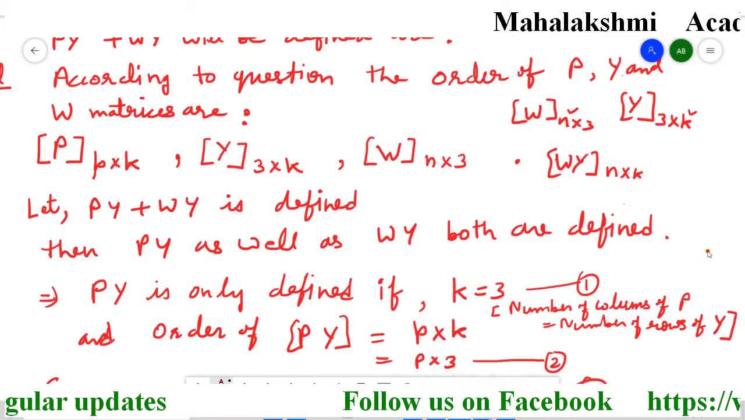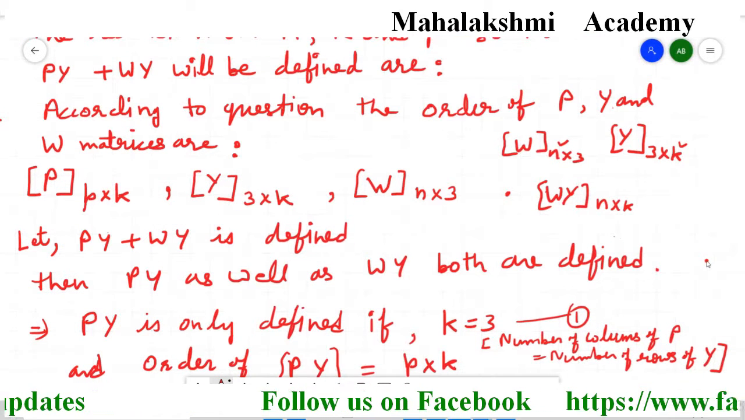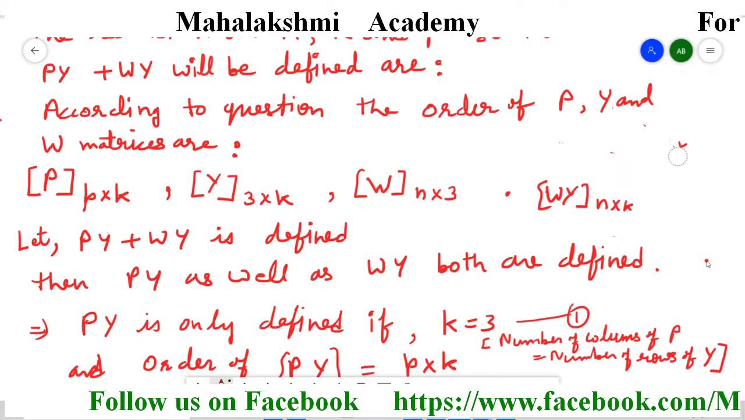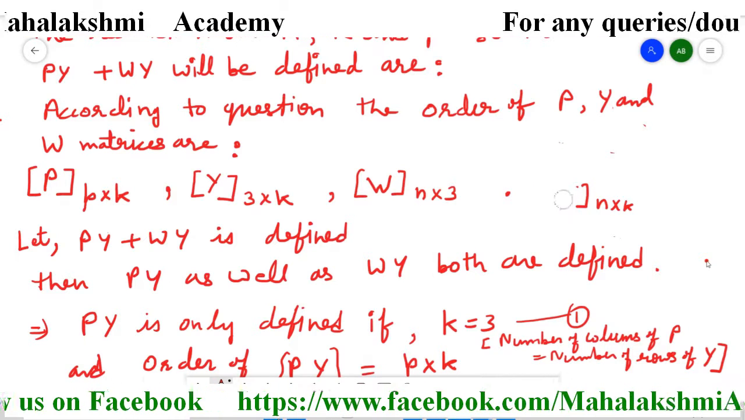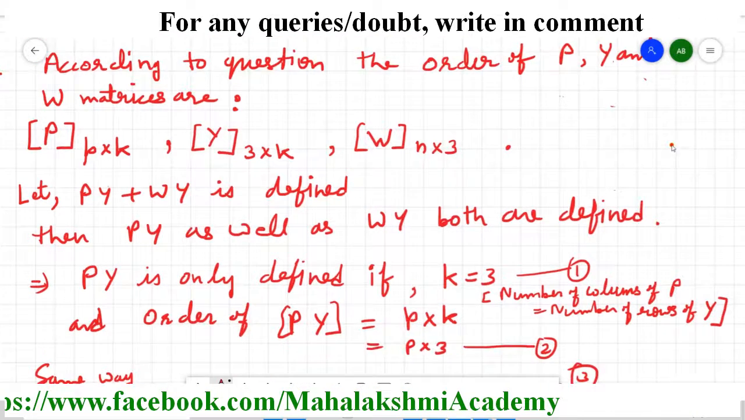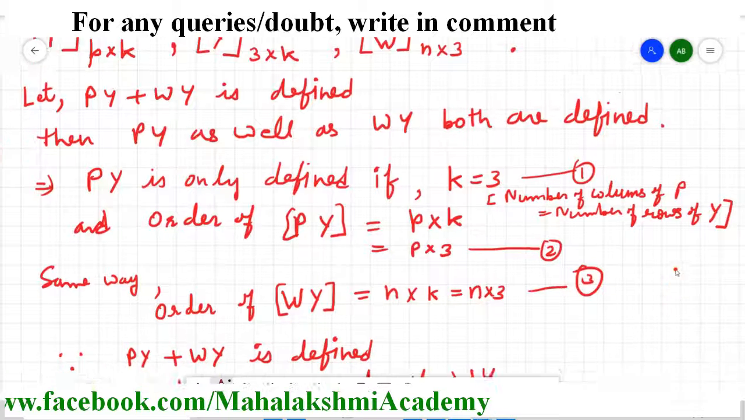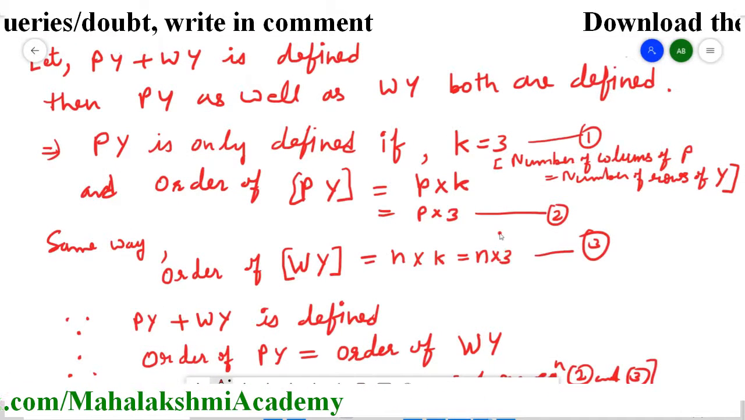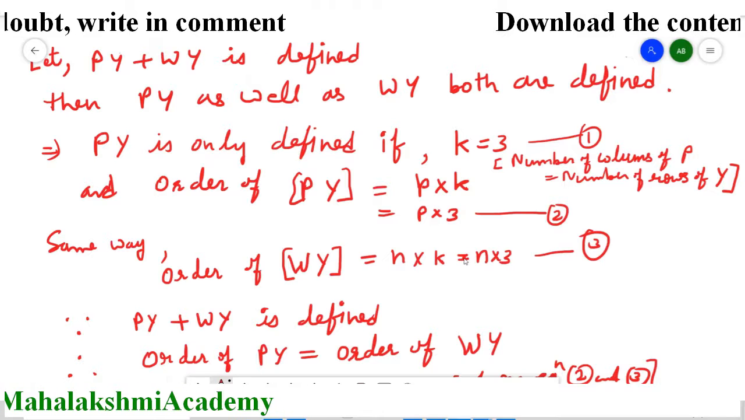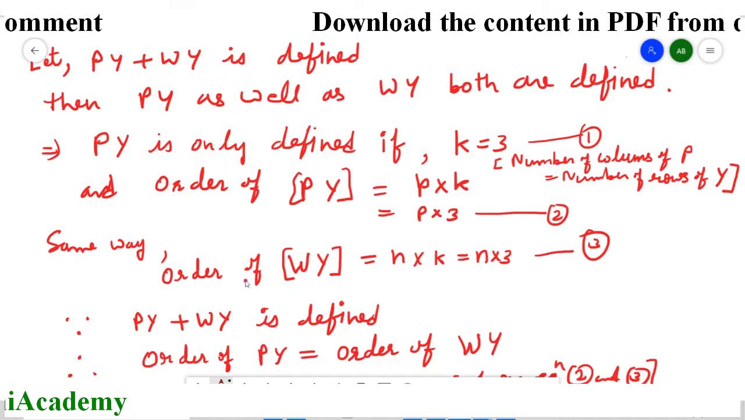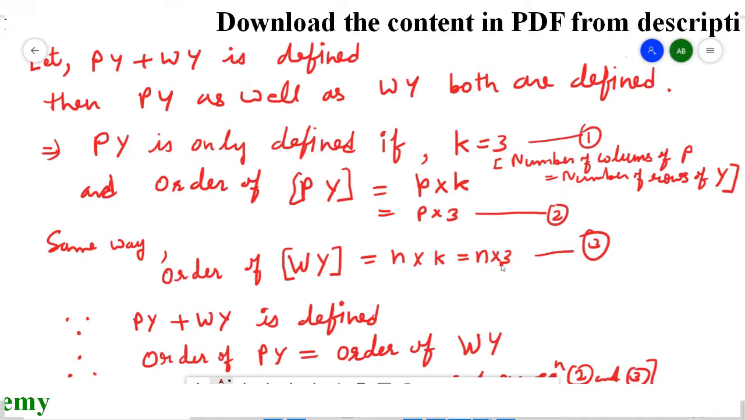So first let me erase this, because I wrote it only to explain to you, and I hope it's clear to you how to find out the order. We already did this in some of the previous questions of the exercise. Unless you go through that, it's a very important concept: how to find out the order of the resultant matrix. So the conclusion is that the order of WY matrix is n by 3.